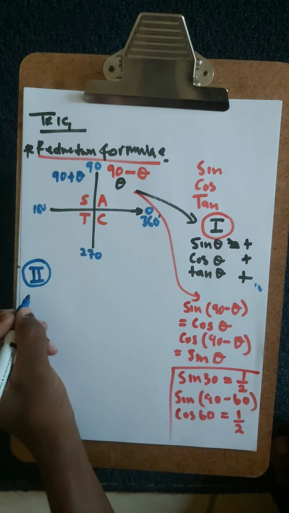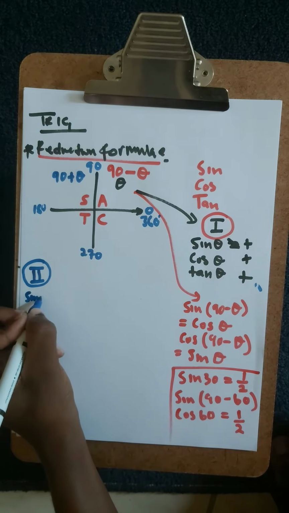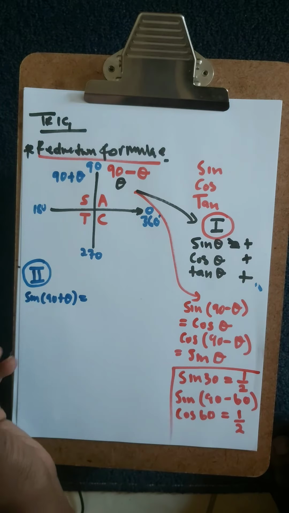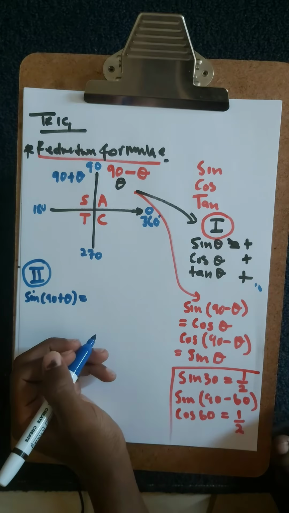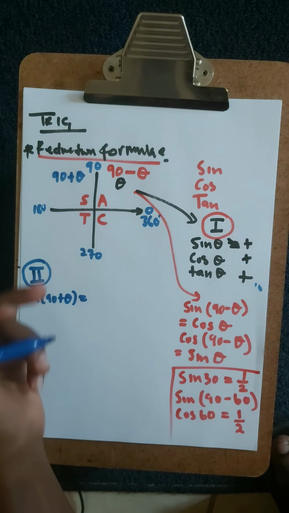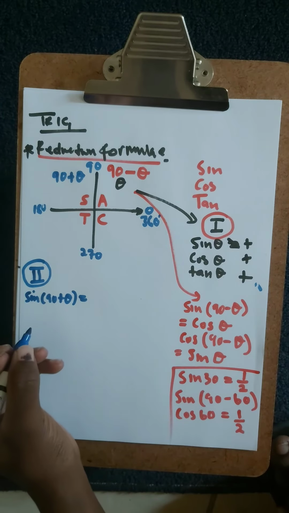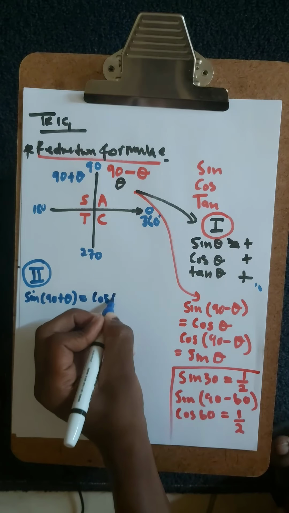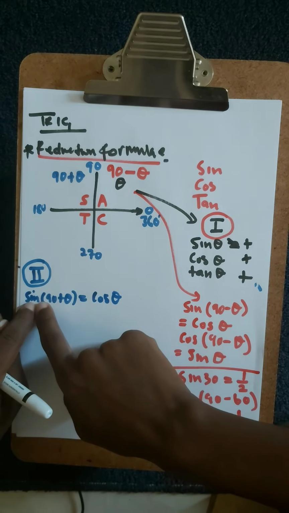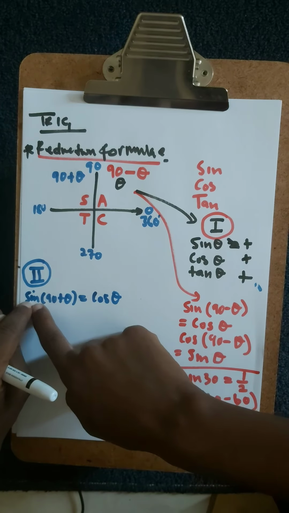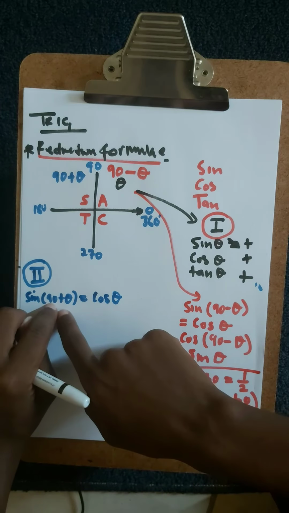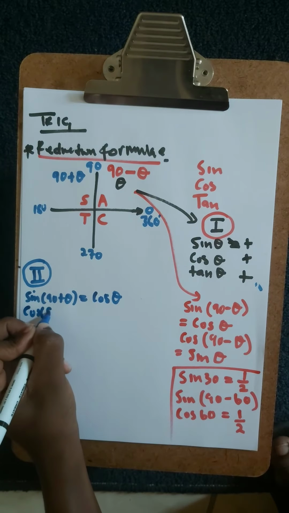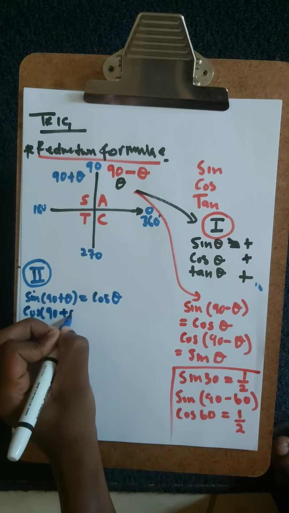So in the second quadrant, if I say sine of 90 plus theta, 90 plus theta is in the second quadrant. We'll check our sine, is it positive or negative? Sine is positive. And 90 degrees, you change it to what? Cos theta. So sine of 90 plus theta is cos theta.